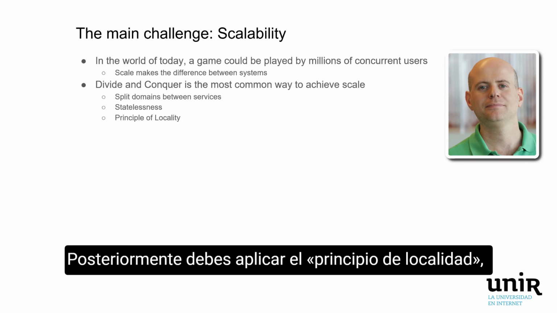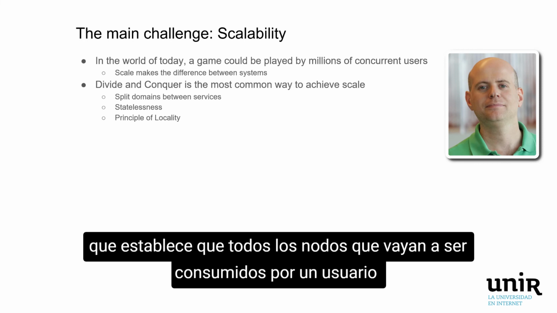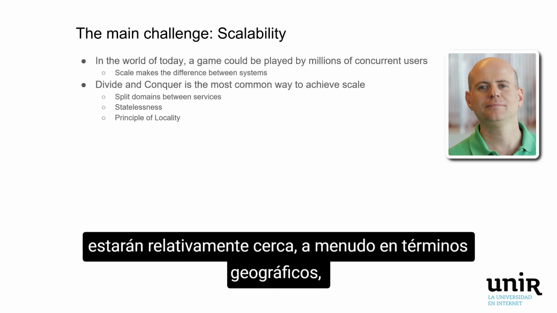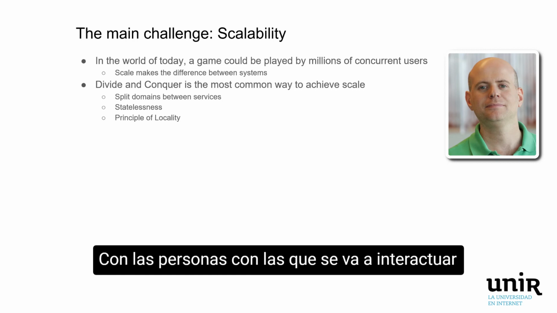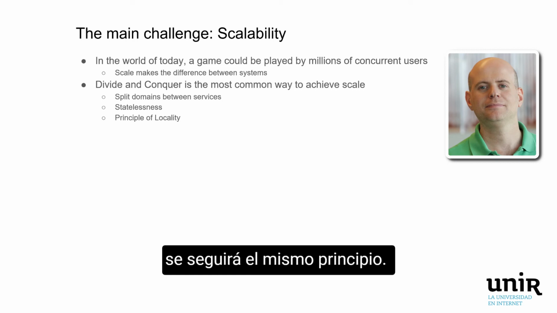And then you want to apply the principle of locality, which says that all the nodes that are going to be consumed by a user are going to be relatively near, often in geographical terms, to where the user is located. And the people that he is going to interact with are going to follow the same principle.